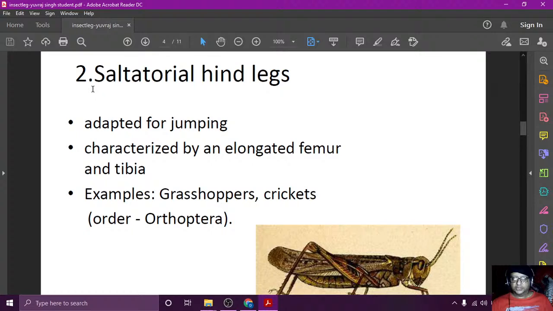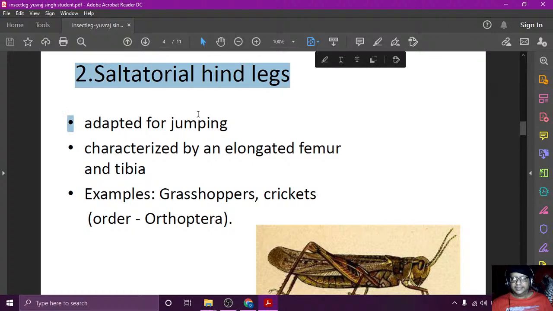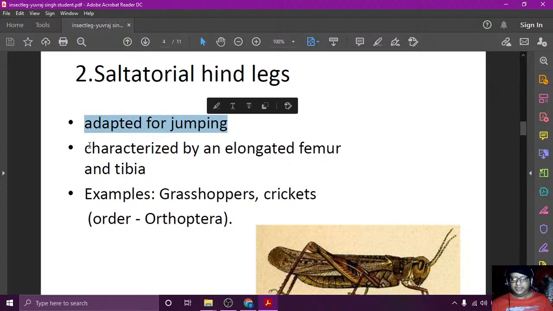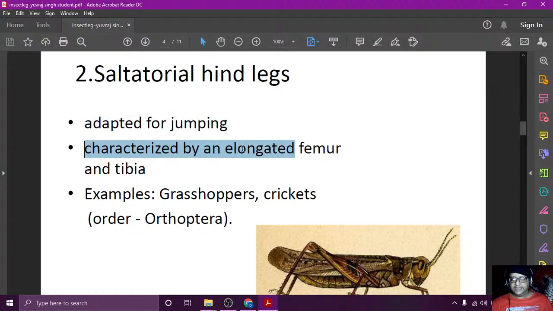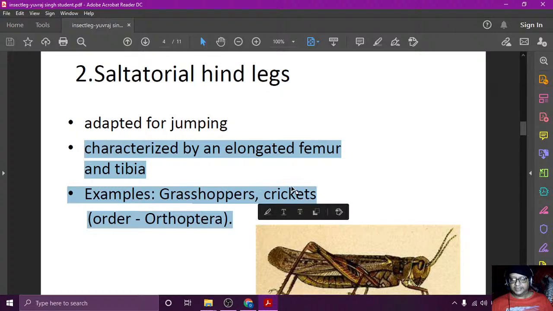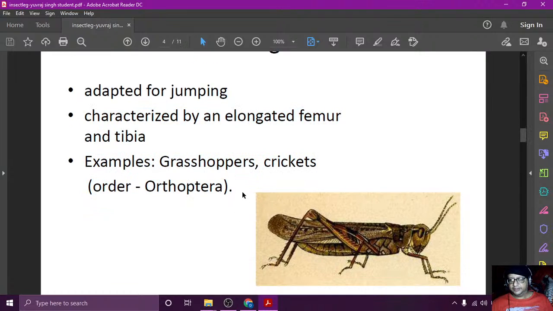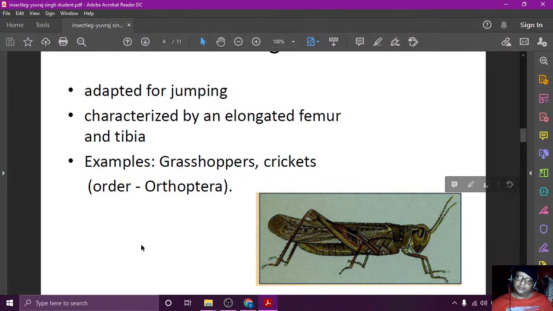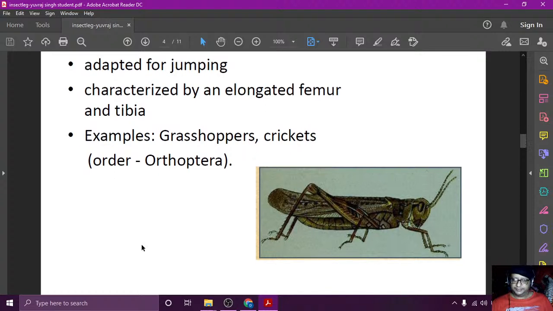Then you have the saltatorial hind legs. This is adapted for jumping. It is characterized by an elongated femur and tibia. Examples are grasshoppers, crickets, and other Orthoptera. So you can find this is a grasshopper or cricket. Locust belongs to the order Orthoptera.